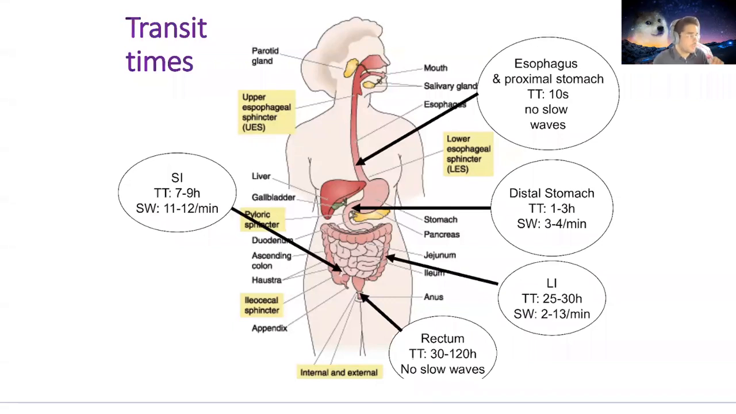So you can imagine the esophagus proximal transit time is very short. You don't want anything there. When you get to the stomach, it's going to be a little bit longer because you're doing a lot of segmentation as well as potentially storage of food.